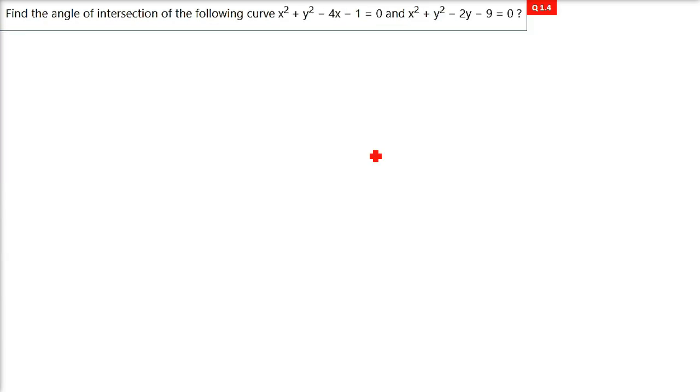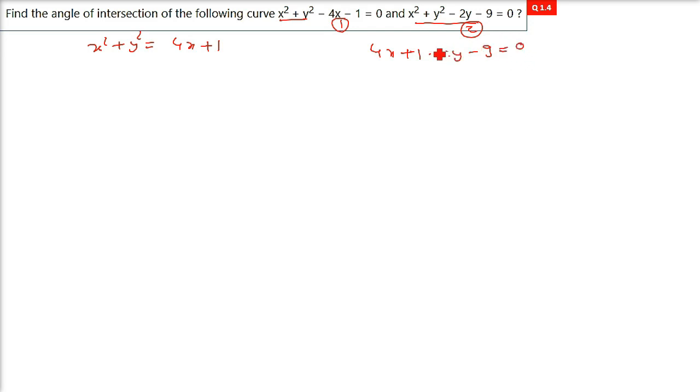Now this question seems a bit different. So the first step which everyone has to follow, I'll start with that and see where we land up. So I am going to solve these two equations, because the angle of intersection of these curves can only be found when we have the point of intersection of the curves. We have x square plus y square, you can write it as 4x plus 1, and this x square plus y square, which is 4x plus 1, can be put in here. Minus 2y minus 9 is already there.